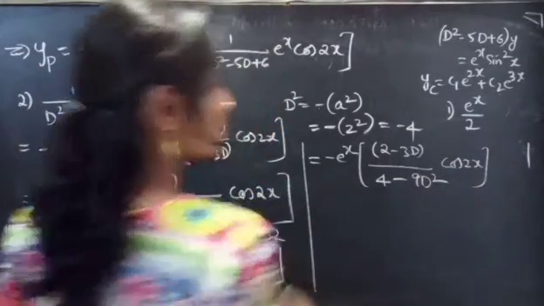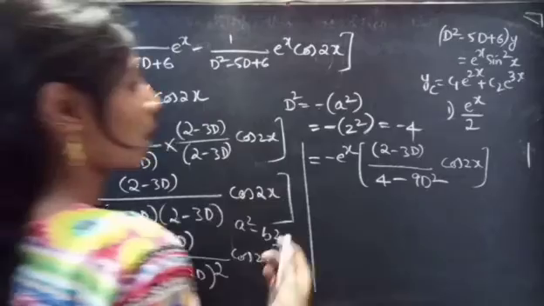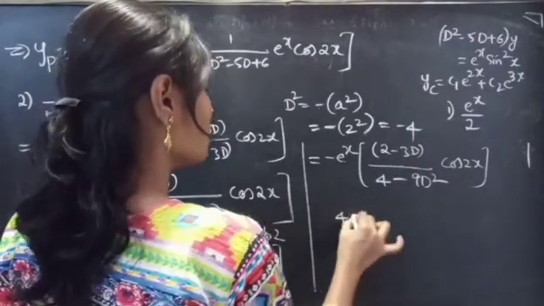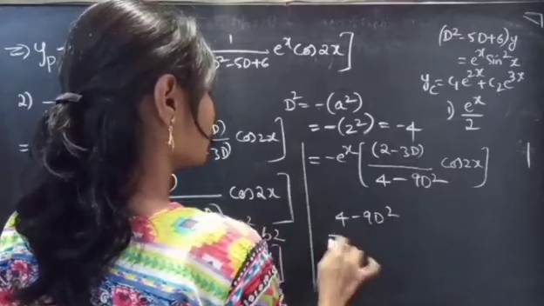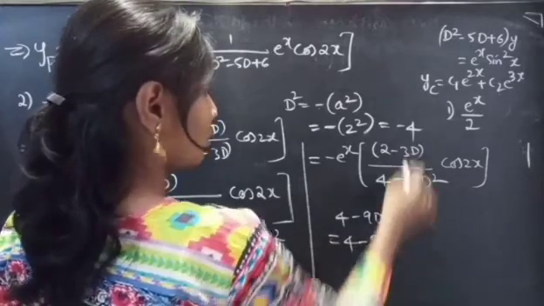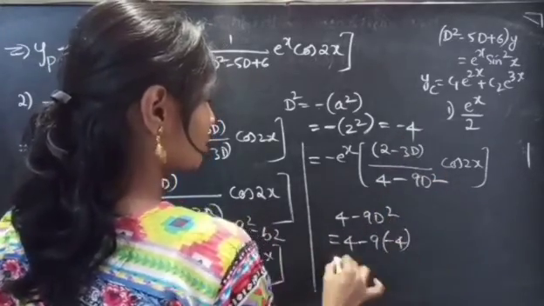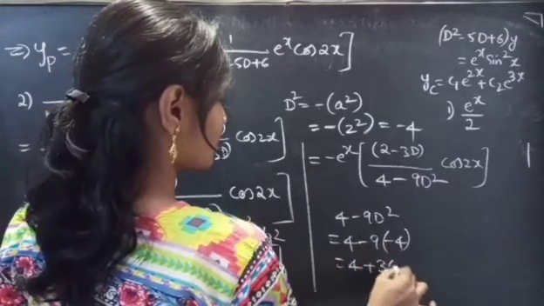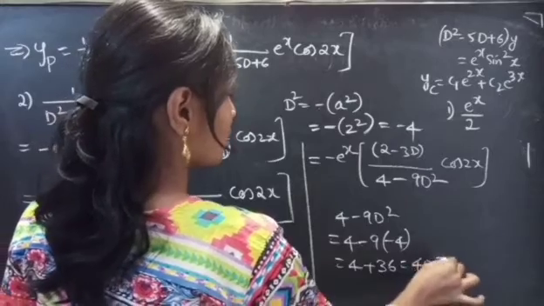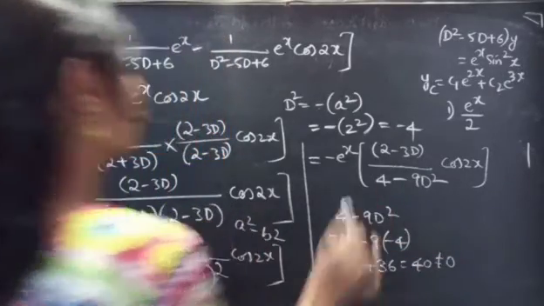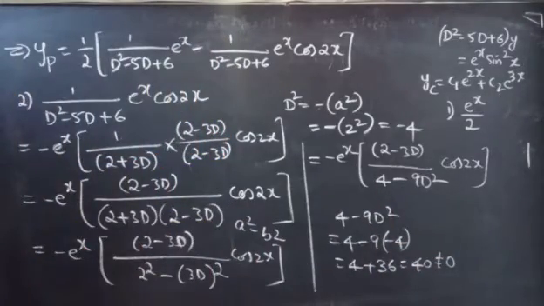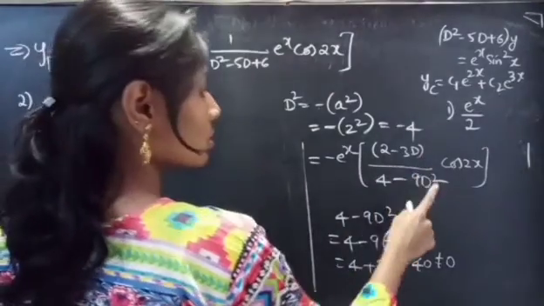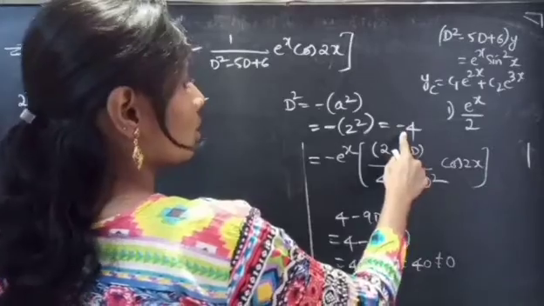Again, d square appears in the denominator. So what do we have to do? We have to see what happens if we replace d square by minus 4 in the denominator. So take the denominator part and replace d square by minus 4. Minus into minus is plus, 9 fours are 36, which is equal to 40. A non-zero number, right? So the term becomes non-zero by replacing d square with minus 4.